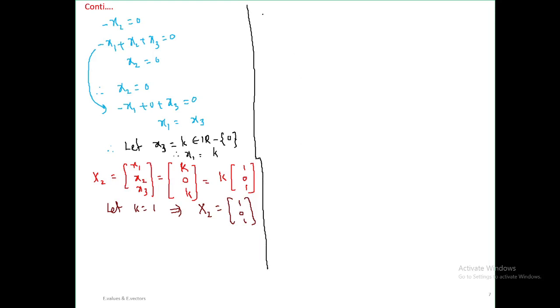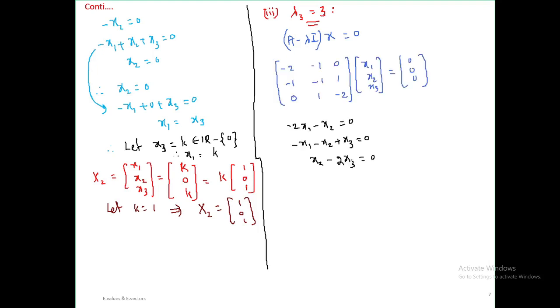Third one: what is the eigenvalue? Lambda 3 is equal to 3. With respect to this eigenvalue, what is the eigenvector? Again same story. So A minus lambda I into x is equal to 0. Directly I am writing matrix A minus 3. From the diagonal you have to subtract 3, right? Now let us solve this.